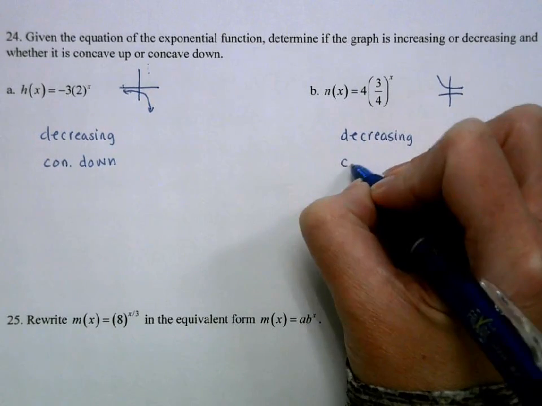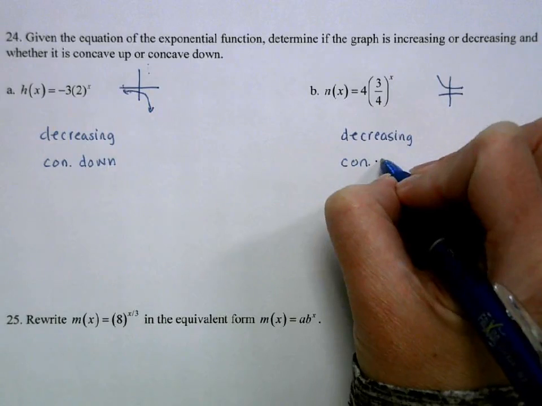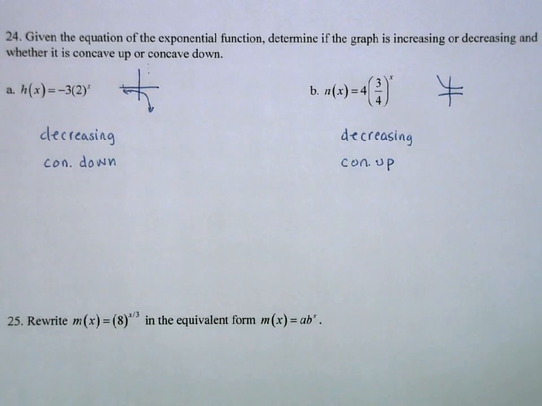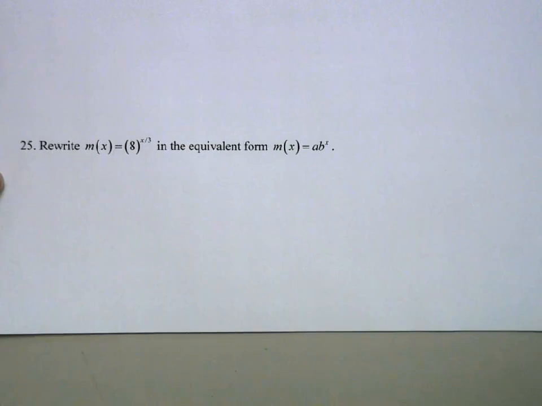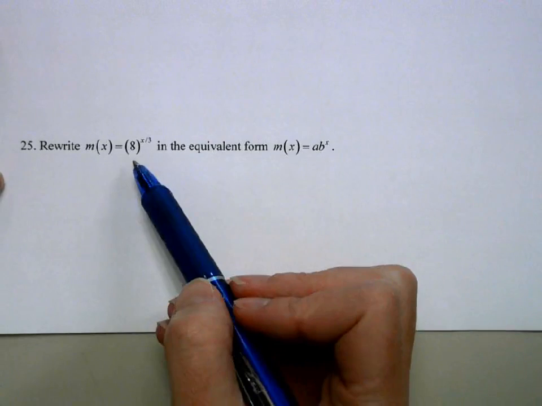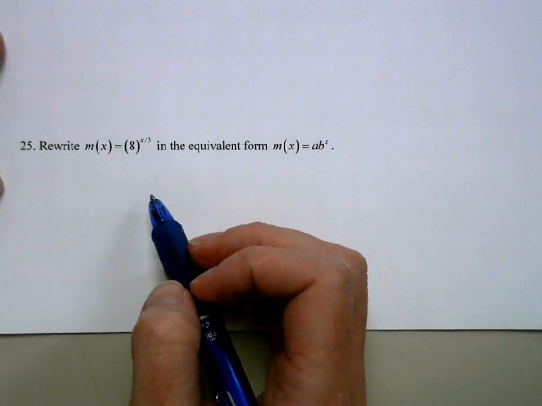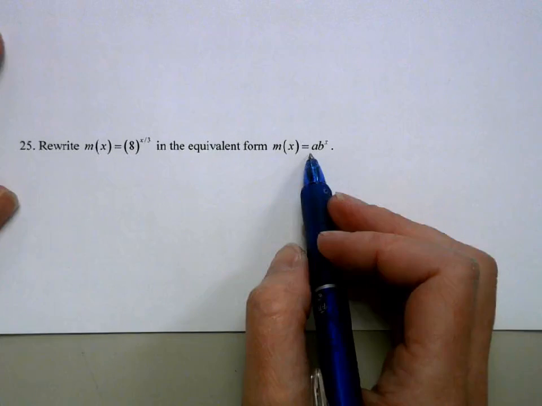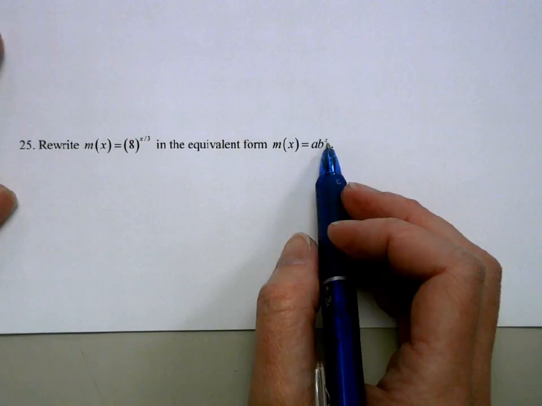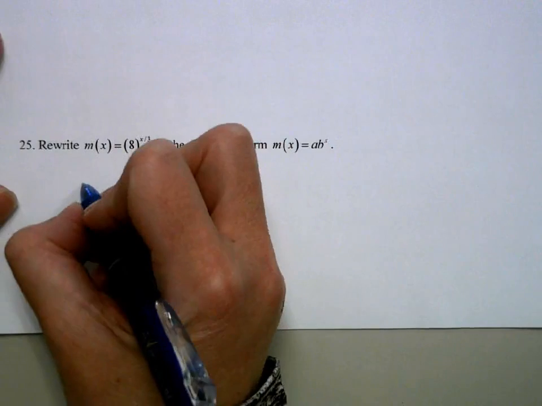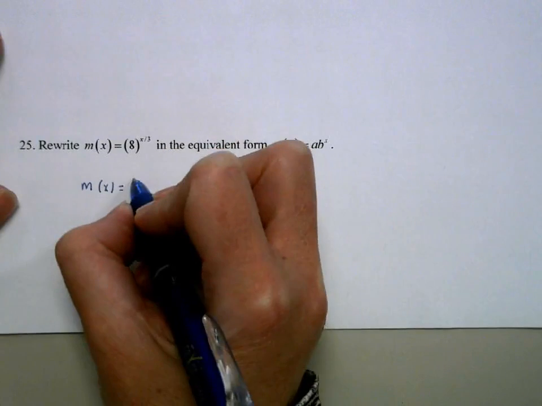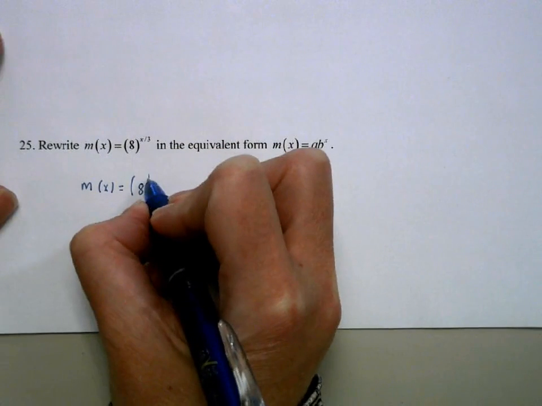We're going to rewrite 8 raised to the x thirds in the equivalent form ab to the x. So we just want an x here. We don't want any coefficients. But I can use my properties of exponents to rewrite this as 8 to the 1/3 x. And then 8 to the 1/3 is the cube root of 8, which is 2.